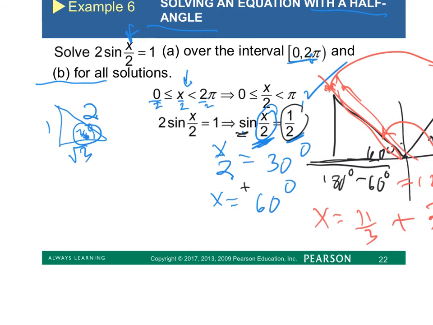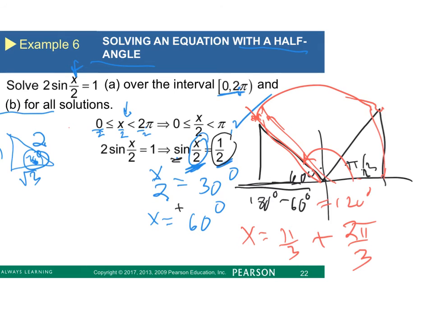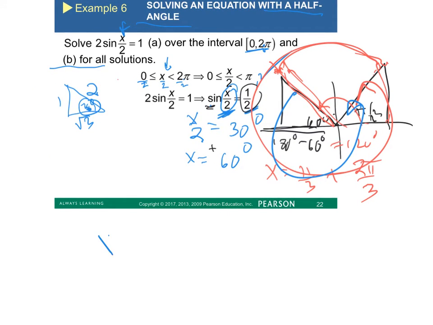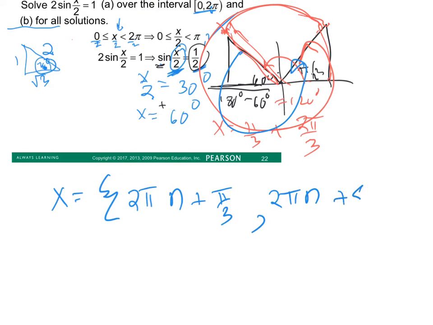How would you answer all solutions? You just go around 360 degrees from this answer, adding 2 pi to this answer, adding 2 pi to this answer. So all solutions would be 2 pi times some number of rotations plus pi over 3. The other one would be 2 pi times some rotations, whatever number you want, plus 5 pi over 3.